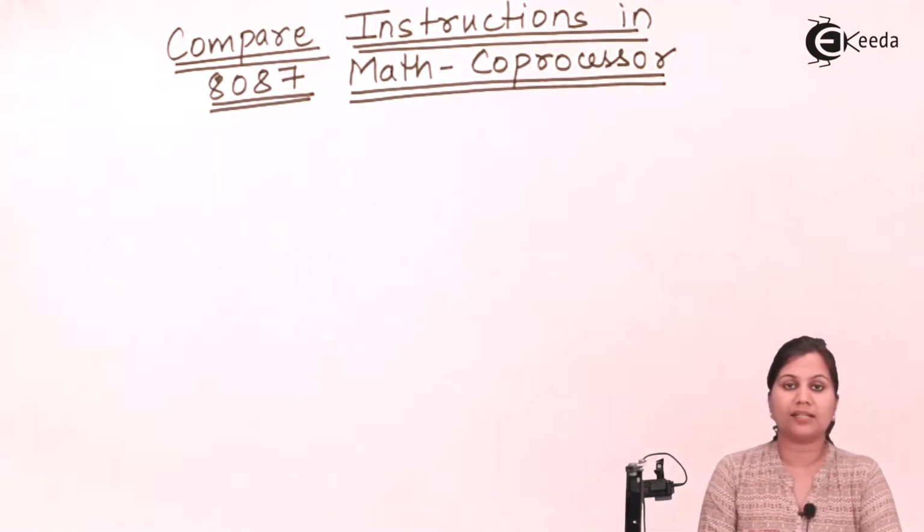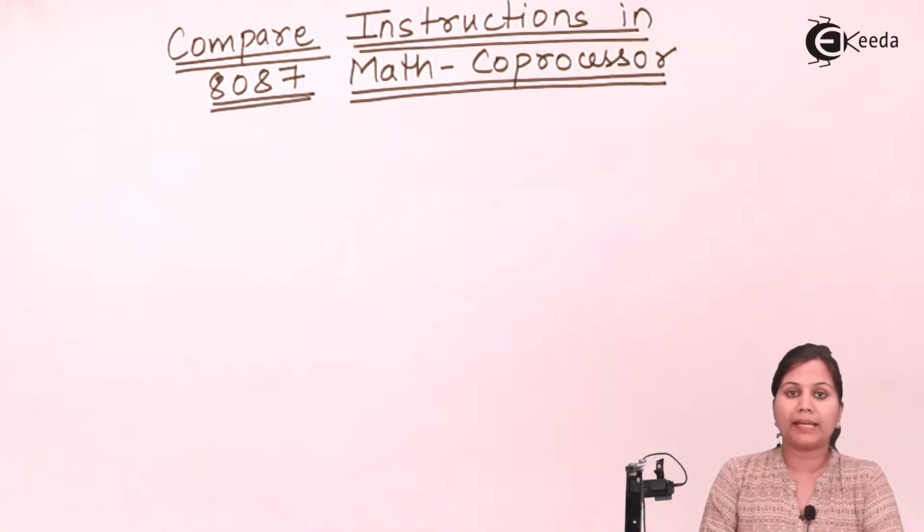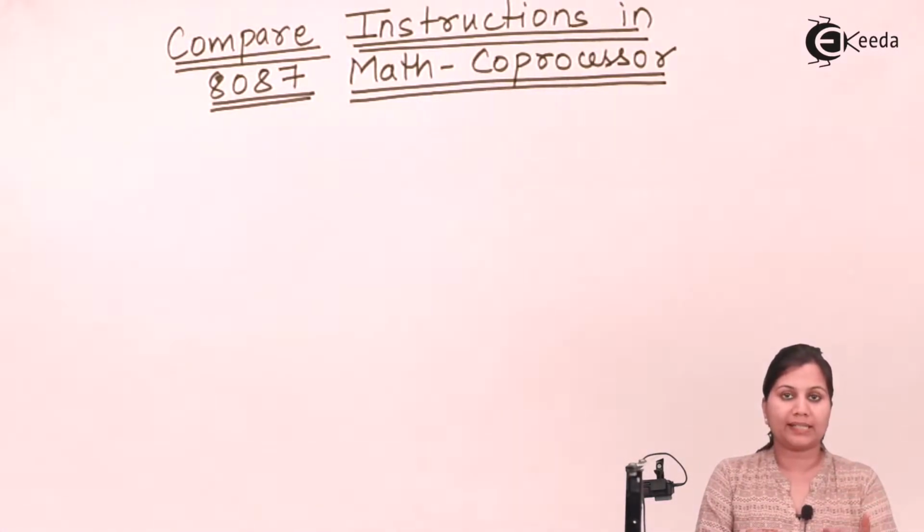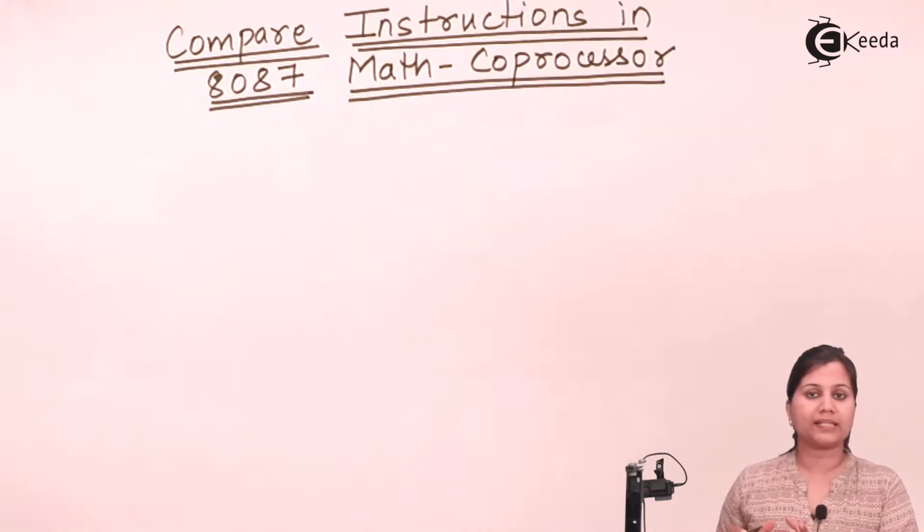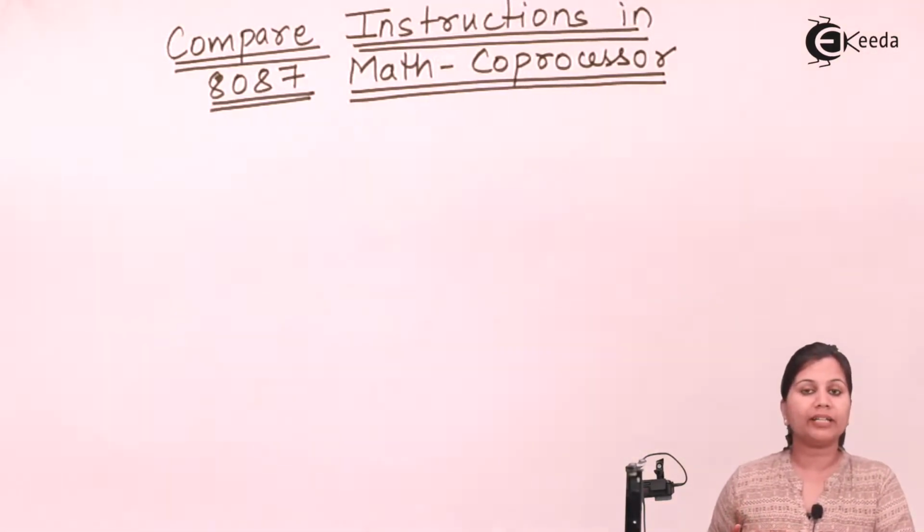The 8087 is the first coprocessor which was developed by Intel to pair with the 8086 and 8088 microprocessor family. Each microprocessor in the 8086 and 8088 family has its own coprocessor, so the coprocessor for the 8086 and 8088 is the 8087. This coprocessor has its own architecture and its own instruction set. The instructions present in the instruction set of 8087 are classified into different categories based on the operation or function performed by them. So let's see how the instructions of the 8087 are classified.